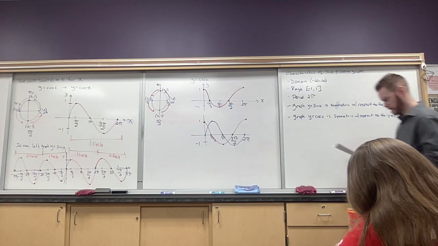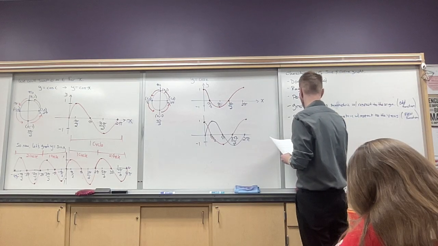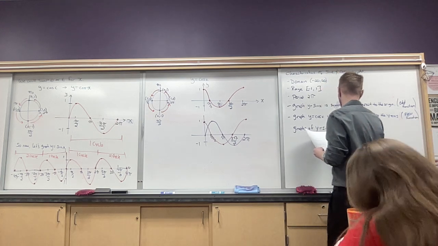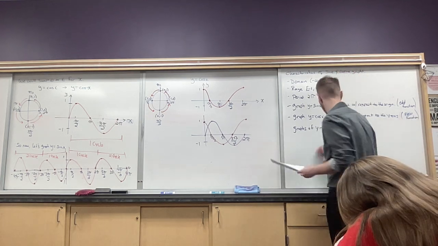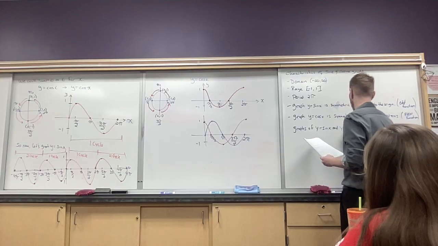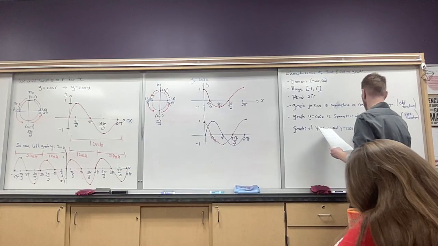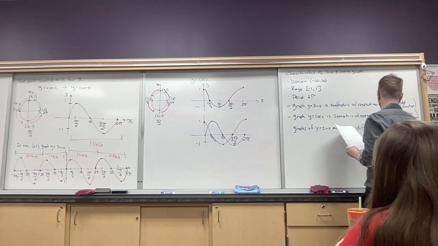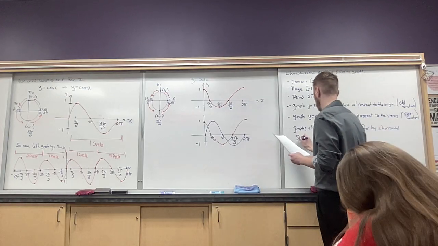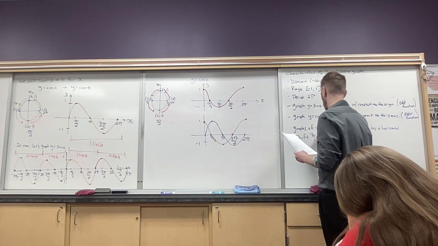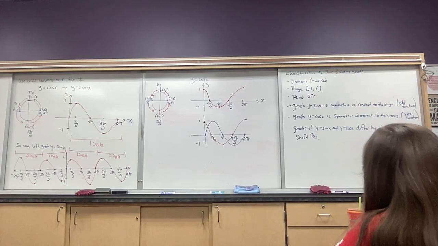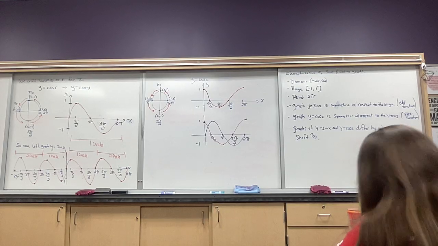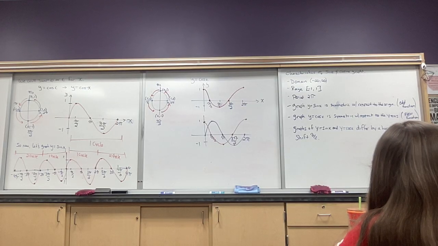And the last thing, the graphs of sine of x and cosine of x only differ by a horizontal shift of pi over 2, okay? And that's because of their complementary nature. All right. So, any questions?